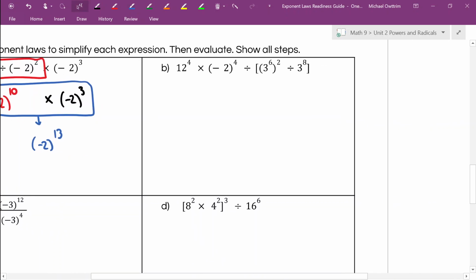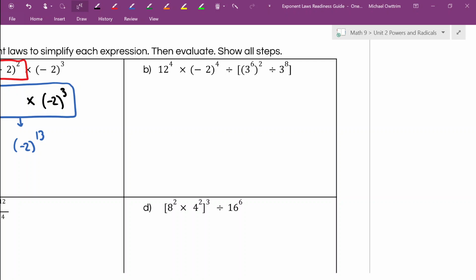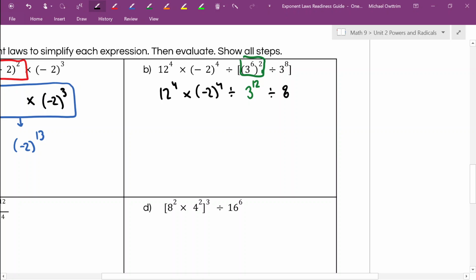Question B, we do not have the same bases here. Well, excuse me, we should start inside brackets, and inside those brackets we should do our exponents on powers first. So we're going to do this piece first. When we raise a power to another exponent, we multiply their exponents. 6 times 2 is 12 there. Copy out everything else in the expression. 3 to the 8, excuse me.